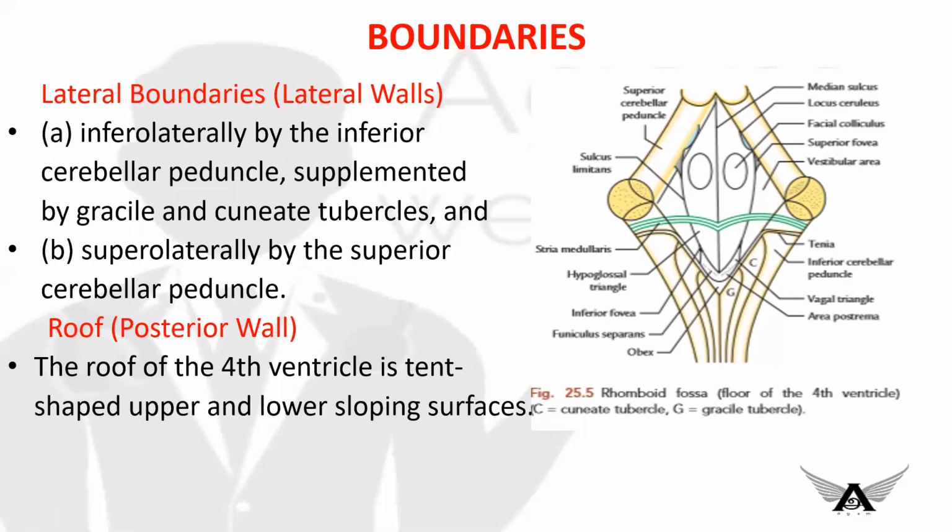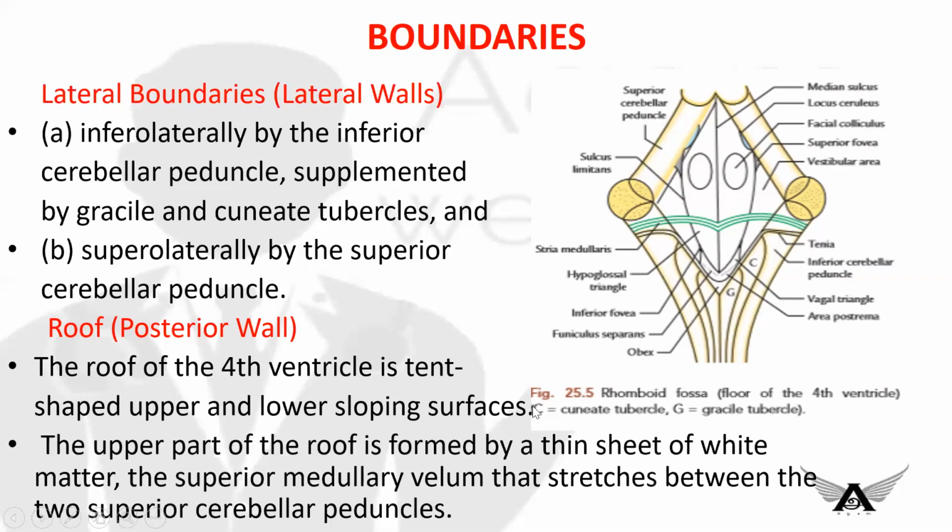Now the roof or the posterior wall. The roof of the fourth ventricle is tent shaped. This is very important. It is tent shaped with the lower sloping surface. The upper part of the roof is formed by a thin sheet of white matter, the superior medullary velum, that stretches between the two superior cerebellar peduncles. So this is the superior cerebellar peduncle. The upper part is tent. You have seen this tent-like thing in some functions, no? It looks like a cone.